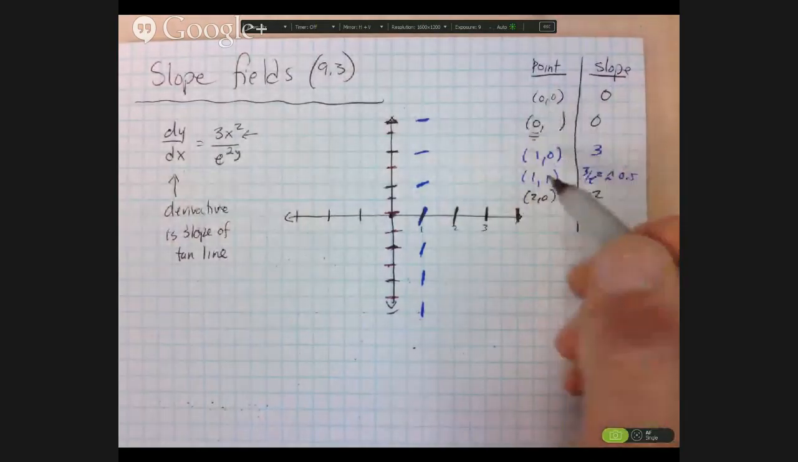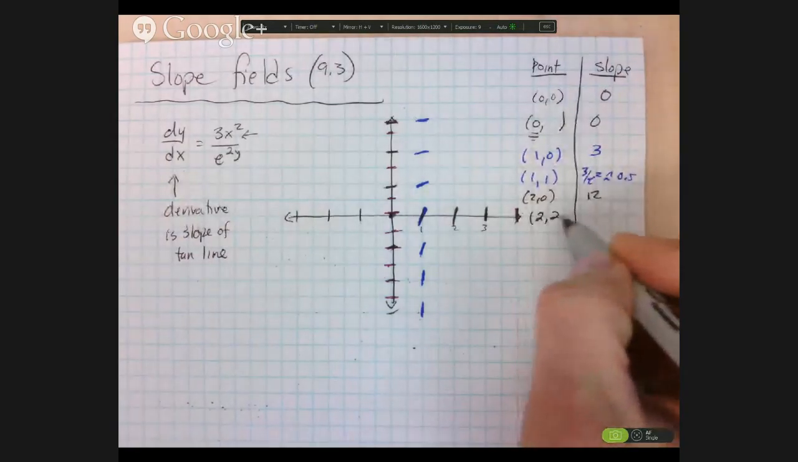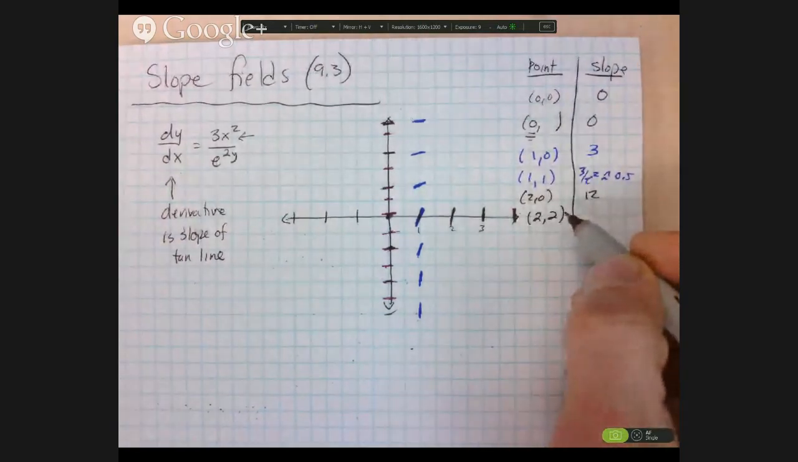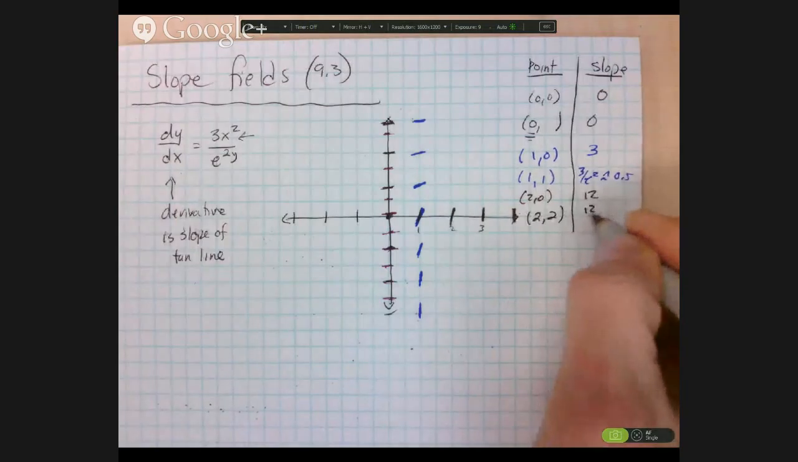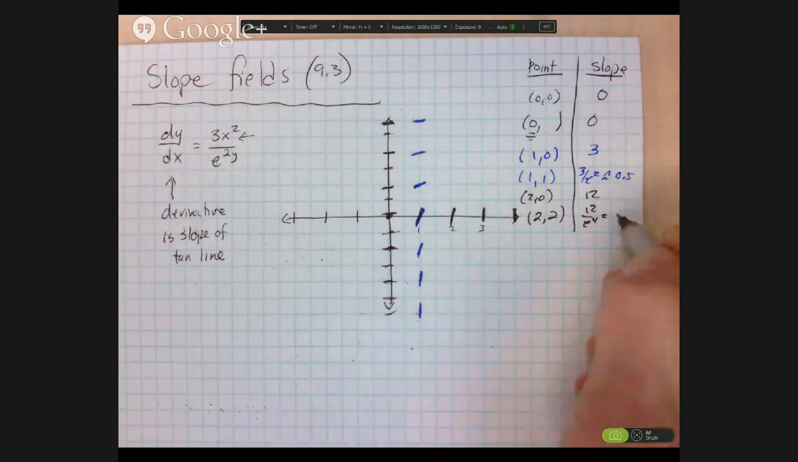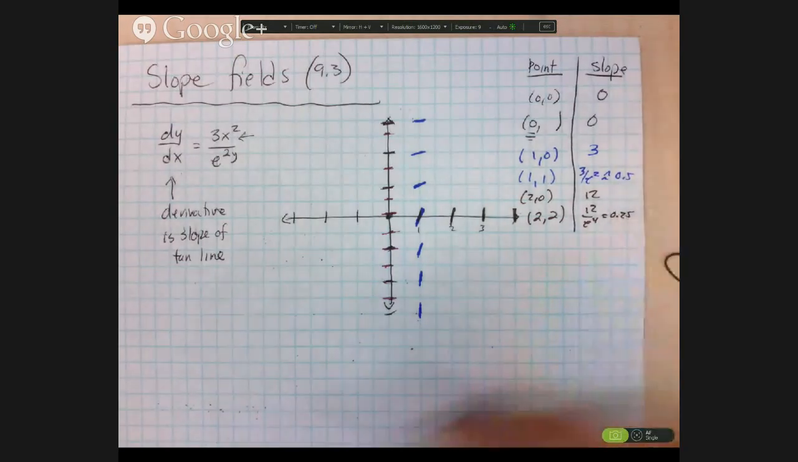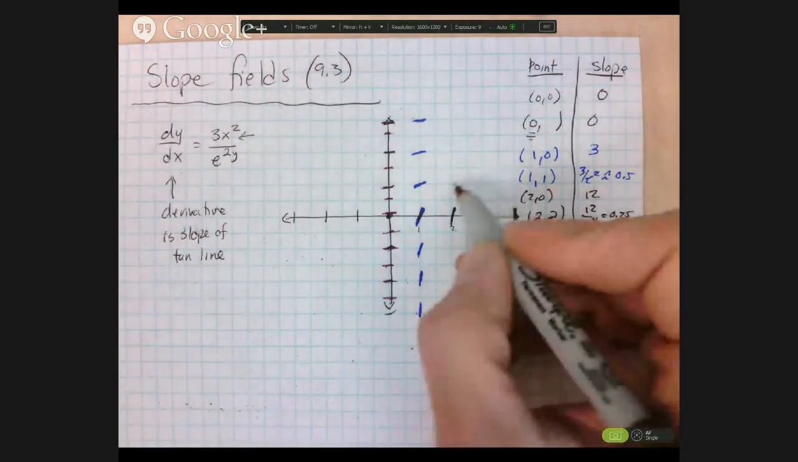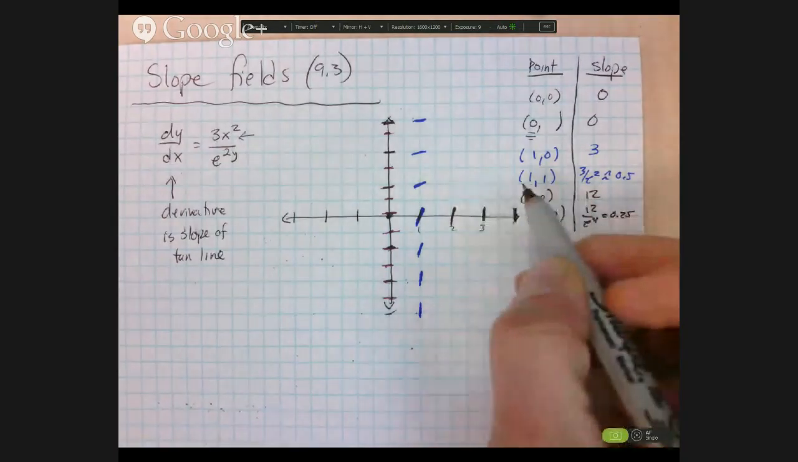So let's try 2, 2. And what do we get? 12 over e to the 4th. What's that approximately? About 0.25-ish.